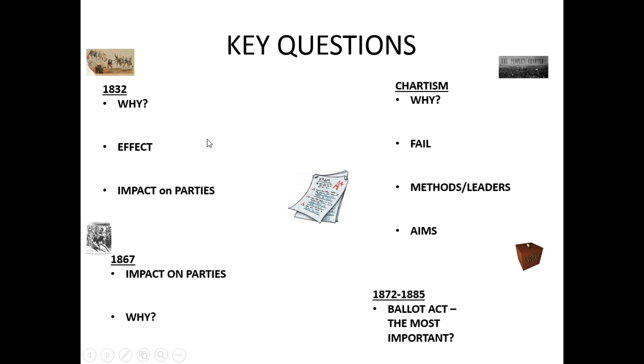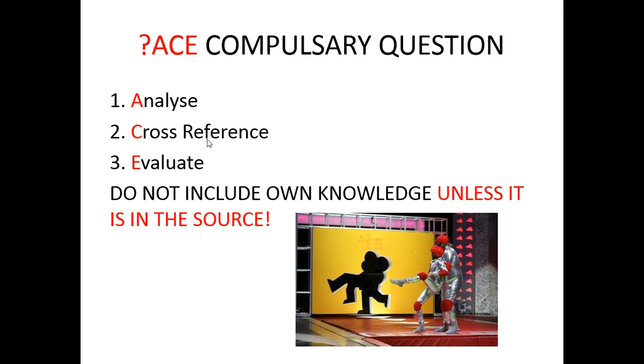I've gone back over the last 10 years of the exam papers and looked at the four areas we've studied. 1832: the most popular question was why, then what the impact was, and then what the impact was on the parties. So what I would do in your situation is look through each area and bullet point what those key answers are, and I'm going to do another clip about that later on.